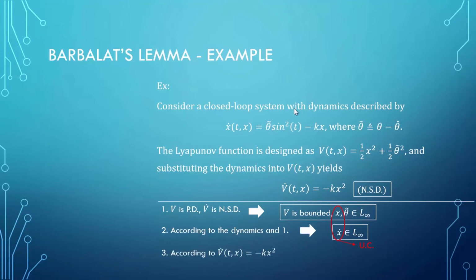So next, according to this, we can show X goes to 0. According to this, we know that X is L2. What is L2? The integral of the square of this is bounded. Why? What's the integral of this? Or let me say, what's the integral of V dot? The difference of V is the integral of V dot. Right? Understand?